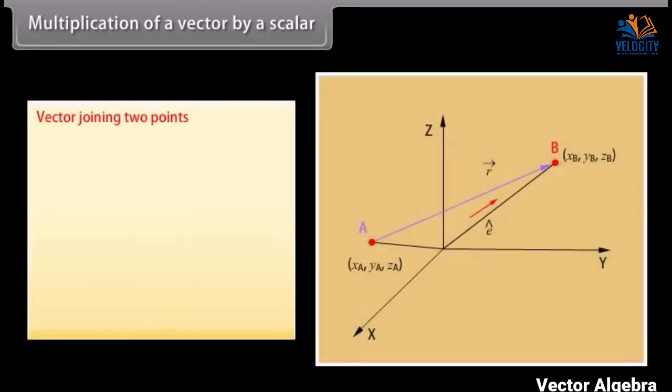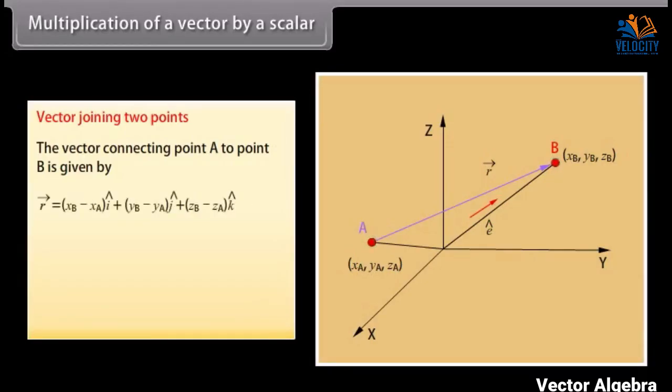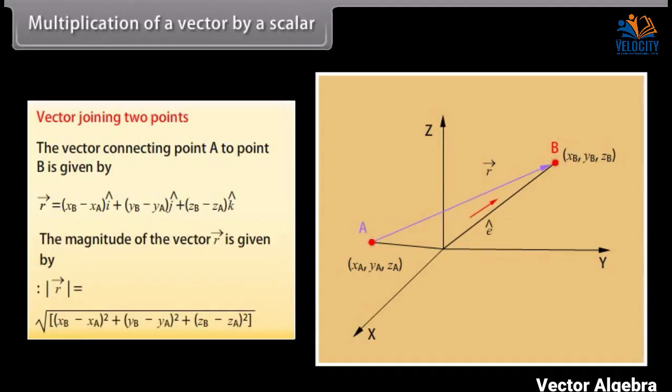Multiplication of a vector by a scalar. Vector joining two points. The vector connecting point A to point B is given by vector R equals (xb minus xa) i plus (yb minus ya) j plus (zb minus za) k. The magnitude of the vector R is square root of (xb minus xa) whole square plus (yb minus ya) whole square plus (zb minus za) whole square.